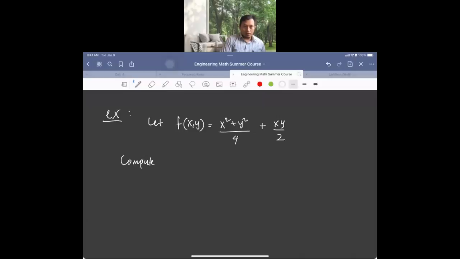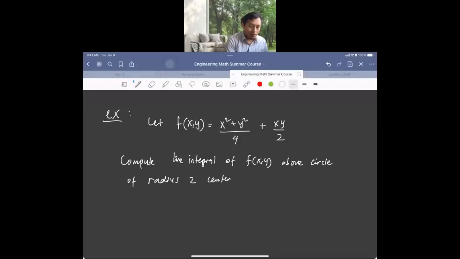So compute the line integral of f(x,y) above the circle of radius 2 centered at the origin.